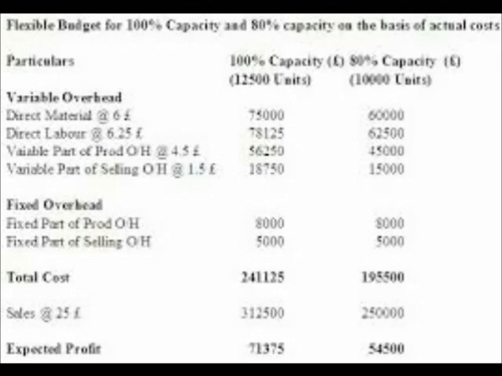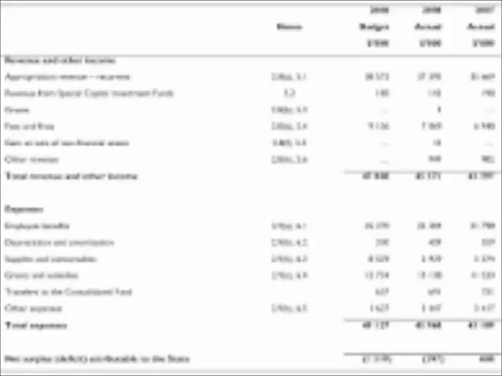the variable overhead, basically your flexible budgeted for 100% capacity and 80% capacity, meaning you're running at 100% capacity and 80% capacity, which are different ones. See which one you make more money at.